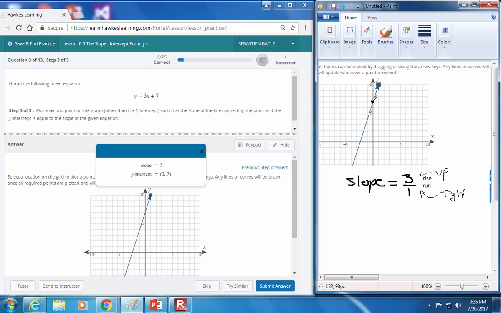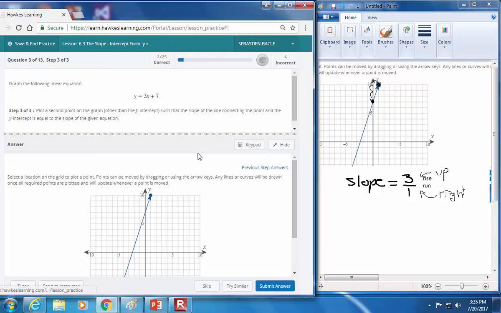And indeed, if I go up from here 1, 2, 3 points, and I run to the right 1 point, I'll get to my second point that I just plotted. So that's another option. If you like that method, you're more than welcome to use it for this particular type of graphing question. It will work as well, and it's a little bit quicker once you get used to it.